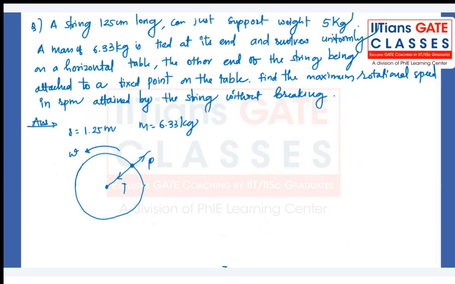See, if you attach something to a string and it is revolving in a circular motion, a centrifugal force P will get created. So this P is nothing but the centrifugal force, and the value of it is m r omega square, and T is the tension in the string. So with this hint, try to solve this question.